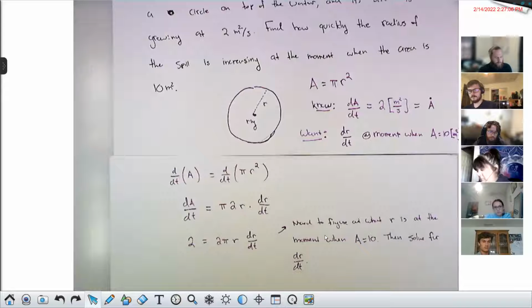And most related rates problems have a step like this, where after you take your derivative and plug in everything you know, there's something left over. There's something that's going to keep me from getting the thing I want. So we have to return to the original relationship and solve for one of the variables at a specific moment.